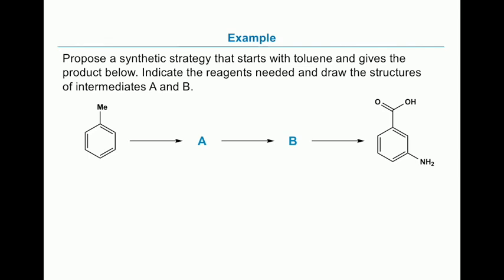What do I do to put an NH2 on the ring? It's not one of those four. I can't do it directly. How do I get an NH2 on the ring?